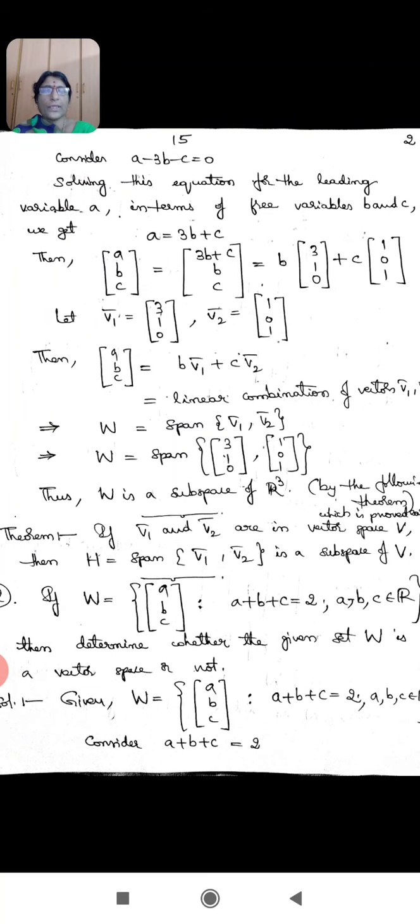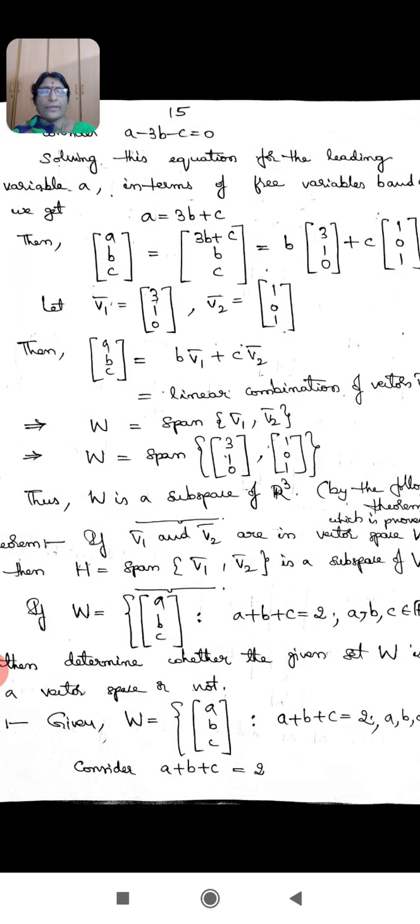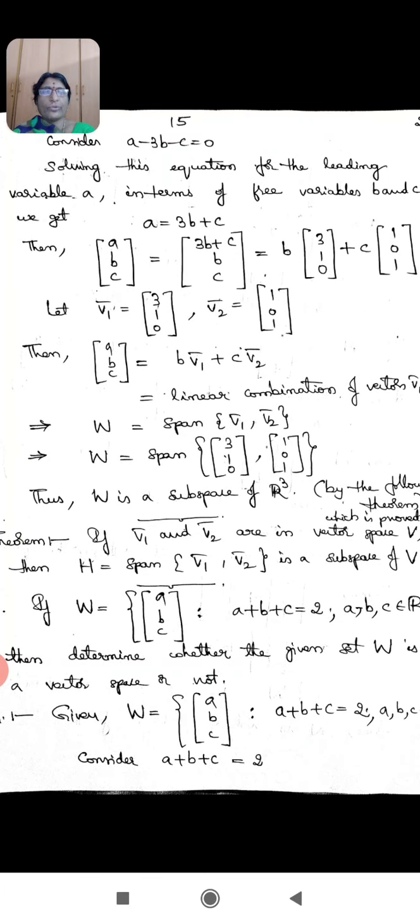W is a vector space means W is a subspace of R3, and if it is a subspace, then it automatically means that it is a vector space. So to prove whether W is a vector space or not, we have to see whether W is a subspace of R3 or not. To determine that, we have to make use of the above theorem, where the theorem states that if v1 bar and v2 bar are in a vector space V, then H is equal to the span of v1 bar, v2 bar, is a subspace of V.